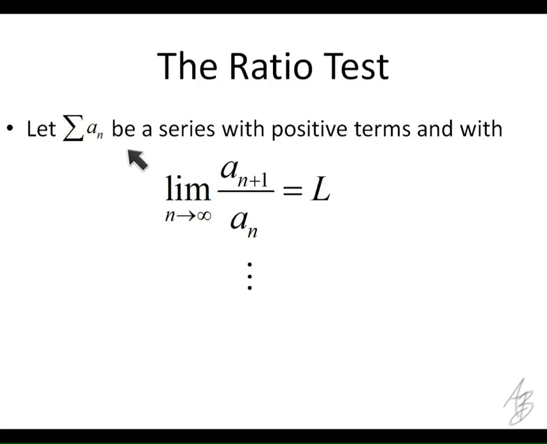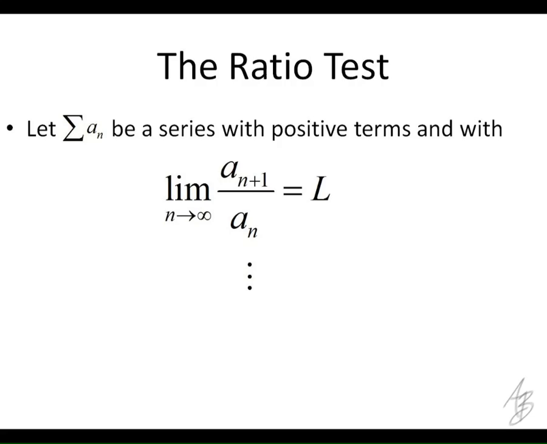First of all, this hypothesis here is one we're going to see a lot with these tests. It's going to be a series with positive terms, so it's going to be an absolute series again. So we'll use this to show that a series converges absolutely, and if we can show that it converges absolutely, then we can also show that it converges. What conclusion do you think we can make? If this ratio approaches some L, what has to be true about this L for the series to converge?